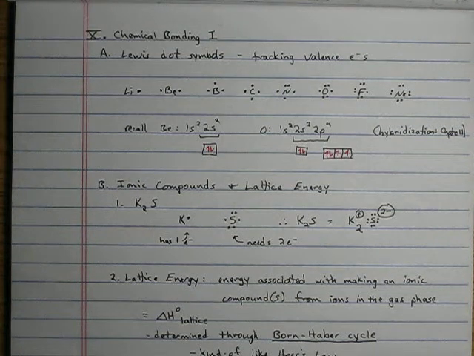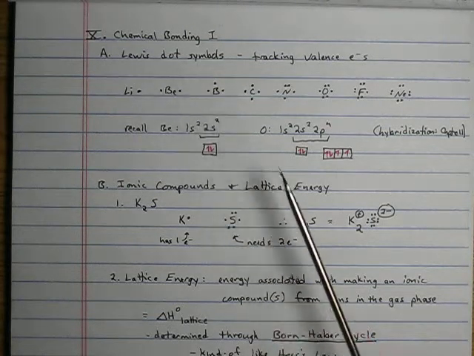Okay, let's move into chapter 10 now, chemical bonding 1. And some of this is going to be kind of review. We're just going to take some of the knowledge we already have and mesh it together with some of our quantum mechanical knowledge, or our knowledge of where electrons are. All right, first thing we're going to look at is Lewis dot symbols.